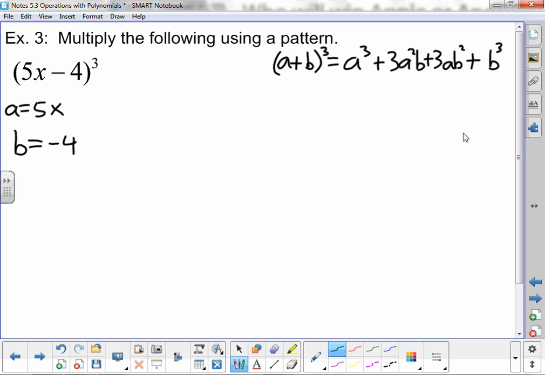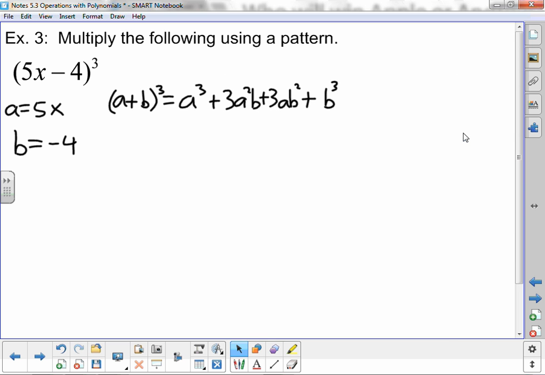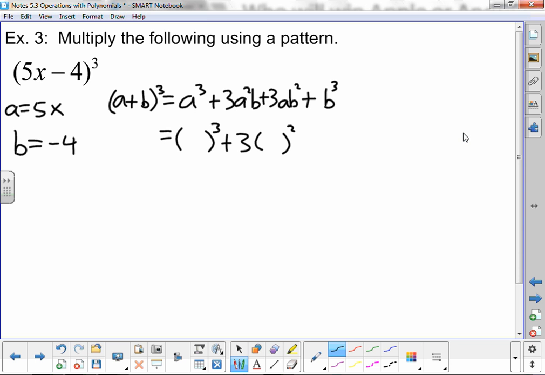All right. So I'm going to put a lot of blank spots here. Hopefully this doesn't look too confusing. So what this will be is blank spot cubed. That's my a cubed plus 3a squared b plus 3a b squared plus b cubed.